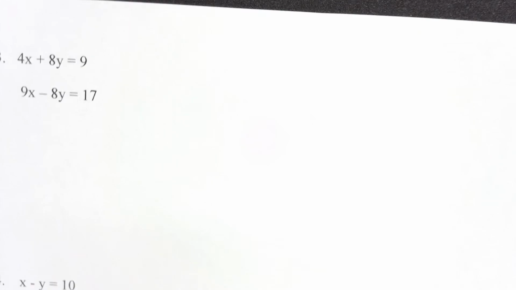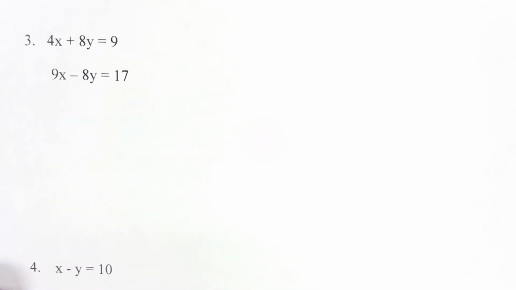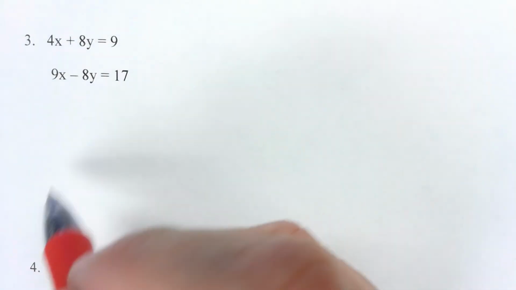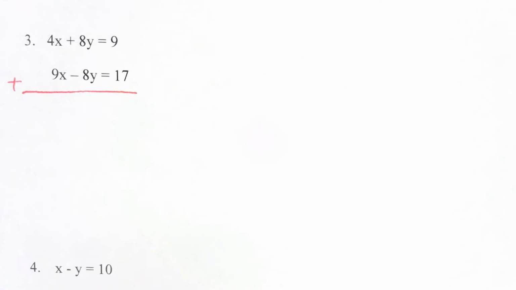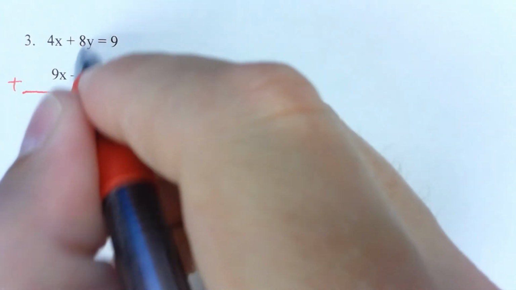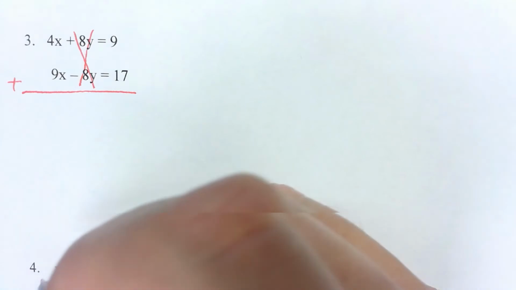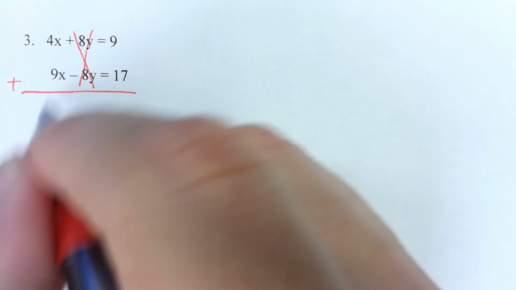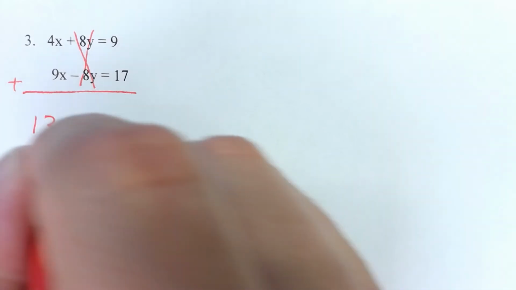Example 3, up at the top. Well, which one do we think is going to get eliminated here? I'm going to add these two up. Kind of an obvious one, right? A positive 8y and a negative 8y. They cancel each other out. They're opposites from each other. So they eliminate. They're gone. So we're going to add everything else up. 4x and a 9x gives me 13x.